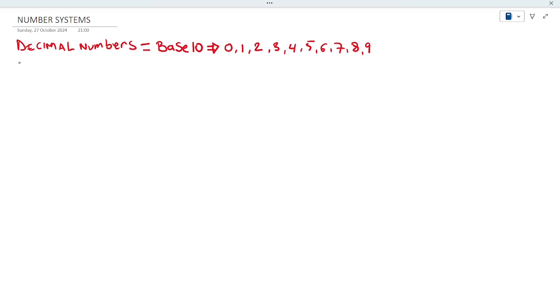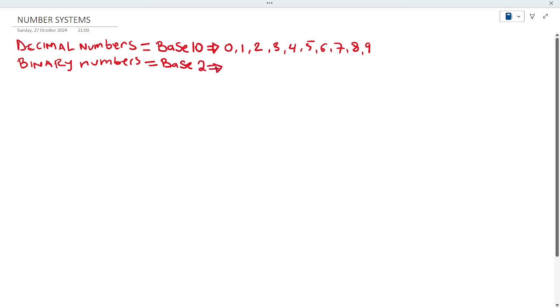And the next numbering system that you use in level 2 is binary numbers. Binary numbers are also referred to as base 2. Why do we call it base 2? Because it only uses two numbers, 0 and 1. 0 and 1 are the only numbers that a binary number has.